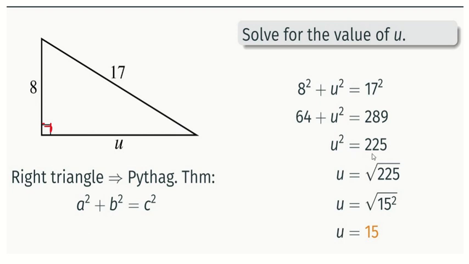It's nothing but 225. So what is u? Square root of 225, which is the square root of 15 squared. So u is 15. So the missing side is 15.